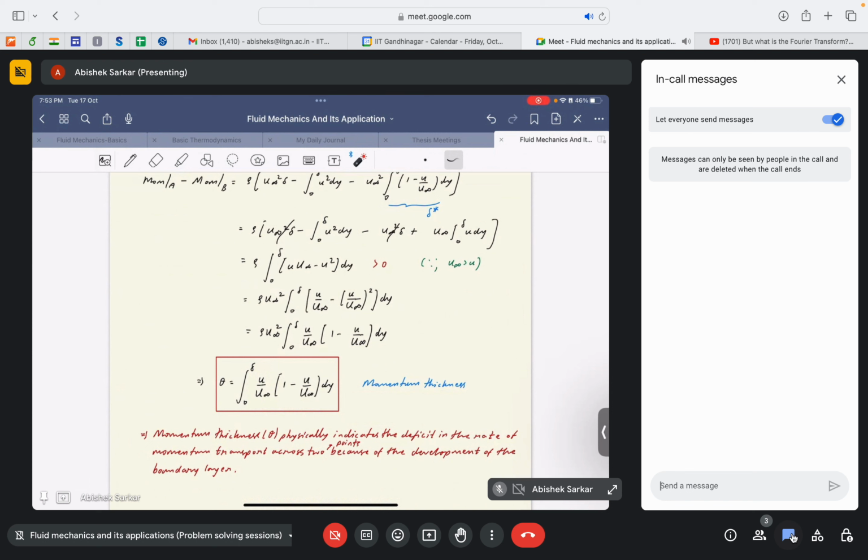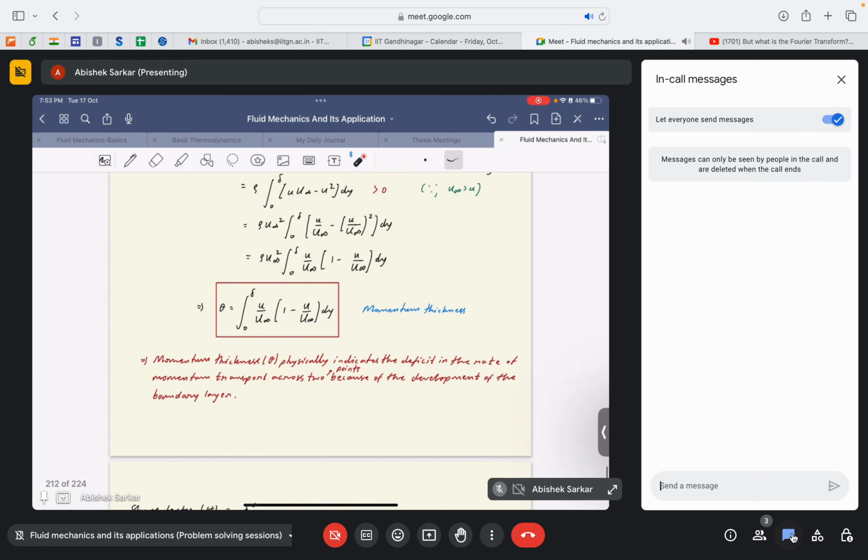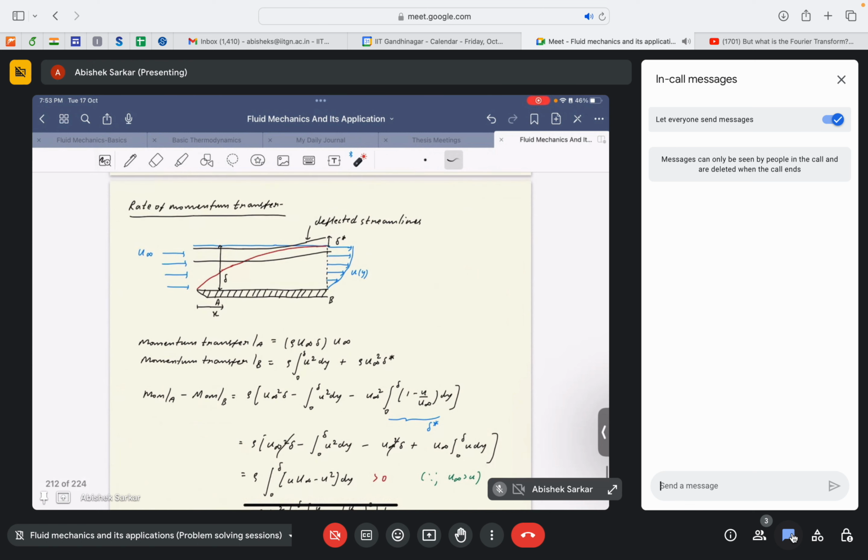Hopefully, I have again discussed briefly the momentum thickness and the displacement thickness. Momentum thickness physically indicates the deficit in the rate of momentum transfer across the two points because of the development of the boundary layer. Since the velocity profile at the inlet is uniform, it contains a certain momentum flux. But at the exit, the velocity profile is of this form, which clearly indicates some reduction in the net mass flux and consequently the net momentum flux, because both are dependent on u.